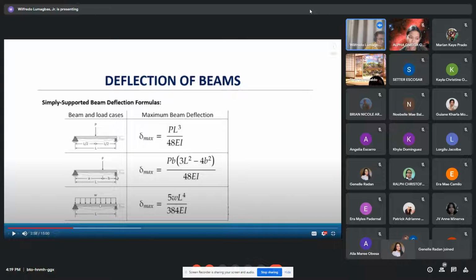And next we have uniform load. Once mag-uniform load ka, ari atong formula. So 5WL exponent 4 all over 384 EI. So constant gapon si E kag I. And ang W is the uniform load nga given.